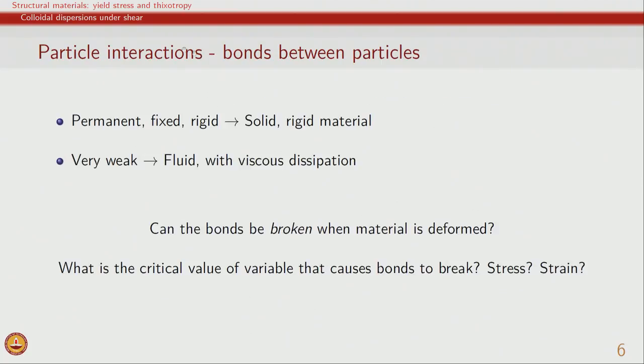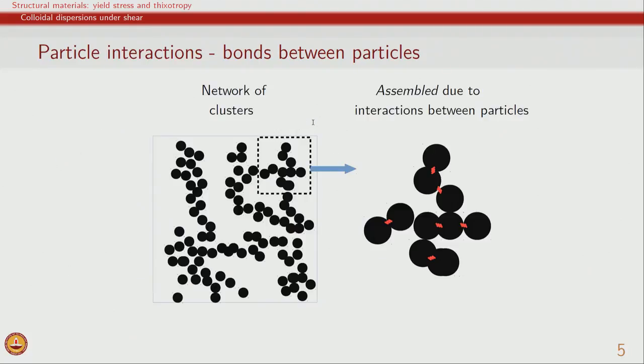So, if you look at generally the bonds between particles, if these bonds are very fixed or they are very strong, they are very permanent, then basically we will have a solid rigid material. An example of this would be if, let us say, all these bonded particles are perfectly sintered with each other, in which case they are fused together.